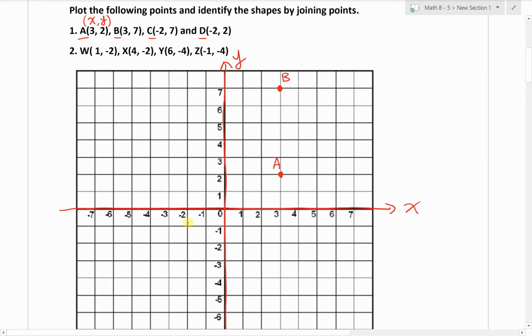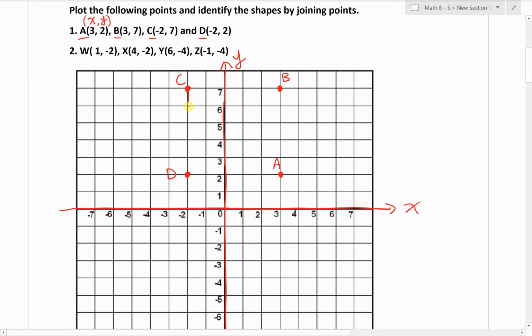Okay, you can continue with point C, -2 and 7. So my x coordinate is -2. So that's right here. My y coordinate is 7. That's right here. This is where they intersect, right? You can see the x coordinate, if you move down, that's a -2. The y coordinate, if you move across, that's a 7. So this is point C. Finally, point D is -2 and 2. So x coordinate is -2. The y coordinate is 2. That is right here. And this is D.